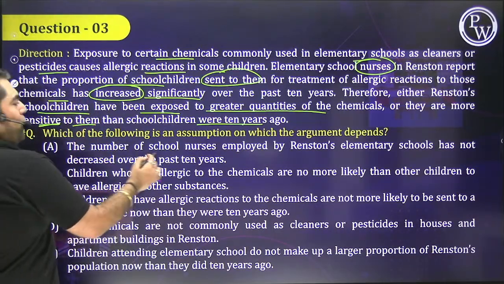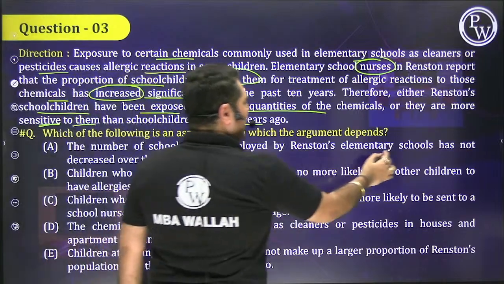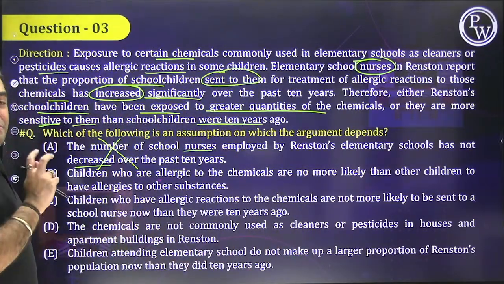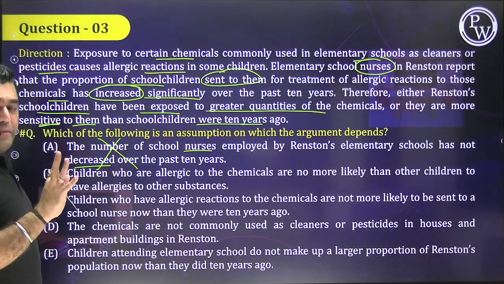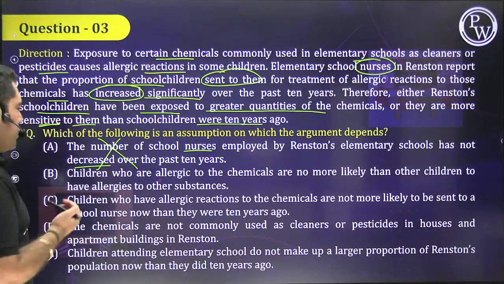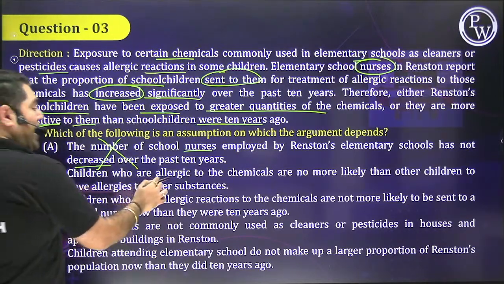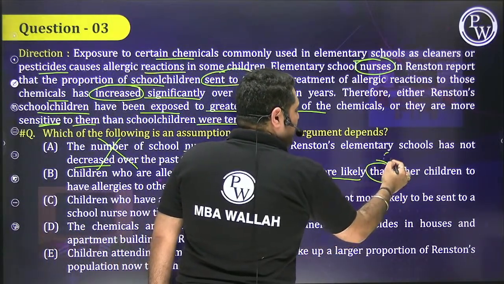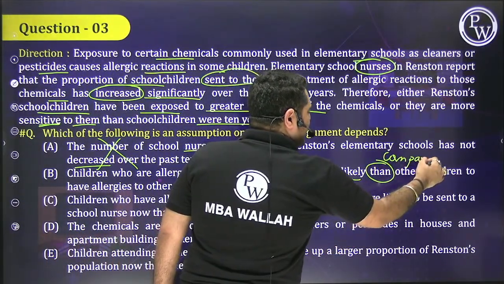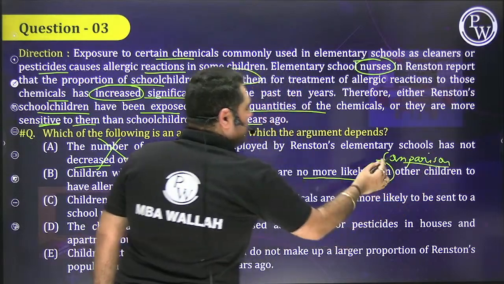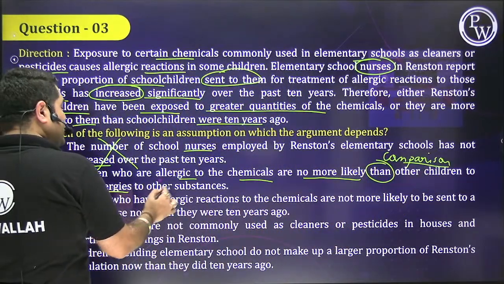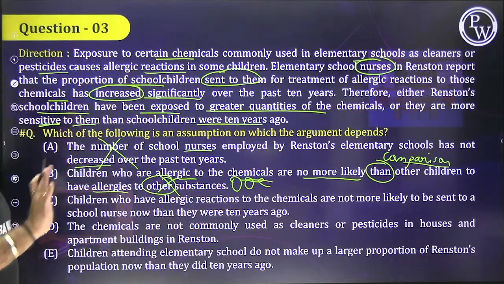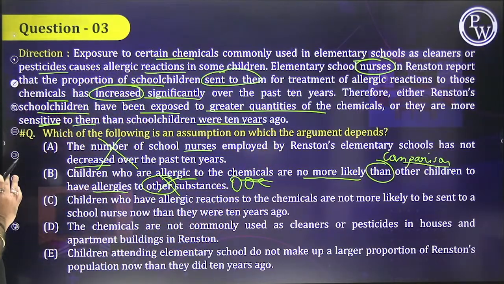The number of school nurses employed has not decreased. Beta, we are not debating or discussing the number of nurses because there's no proportionality between nurse to school children. Gone. Children who are allergic to the chemicals are no more likely than other children to have allergies to other things. Beta, whenever there is a comparison, red flag, be careful. That is out of context. We are not talking about other allergies. We are only talking about chemicals and pesticides.